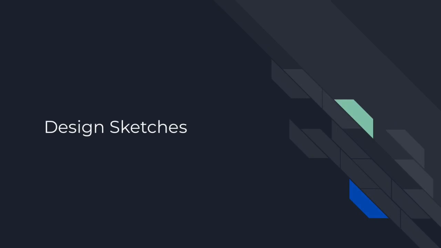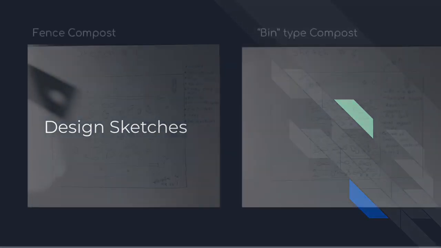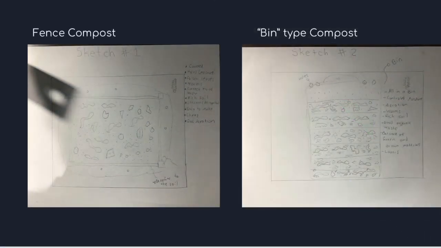Next, you will look at my 4 sketches, which all have different designs and meet most of the requirements that I set. Here you can see my first and second designs. The first one is a fence compost and the second one is a bin type compost. The first one is made right beneath the soil and the second one is made inside a bin. They both meet most of the design specifications that I had set.